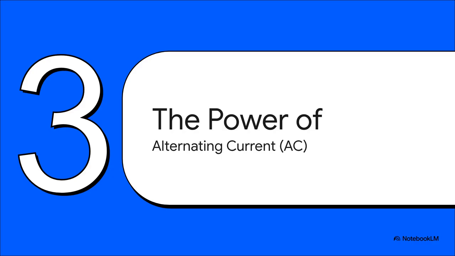All right, let's switch gears and talk about our second character, the one that powers pretty much our entire world, alternating current. AC is a little more complex, for sure, but its strange properties are the whole reason our global power grid can even exist.